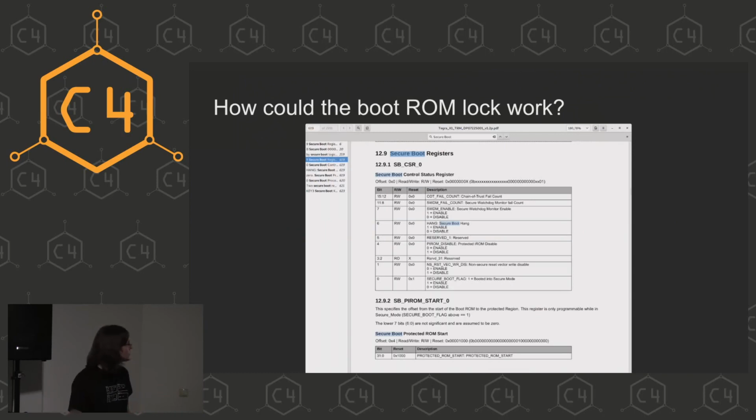So the boot ROM lock, how does it work? Well, yeah, let's look at the technical reference manual. I just searched for secure boot and you don't find that much, but you find this table.